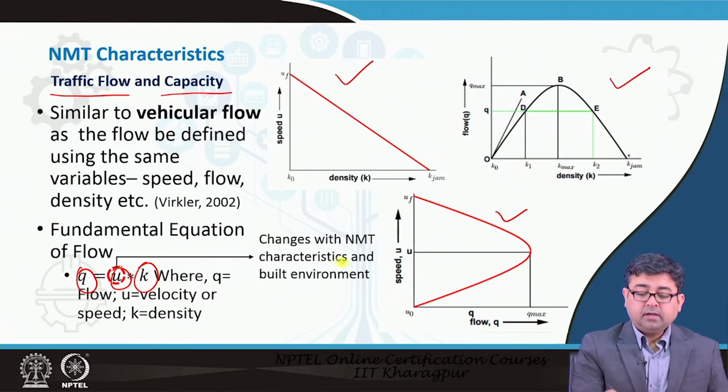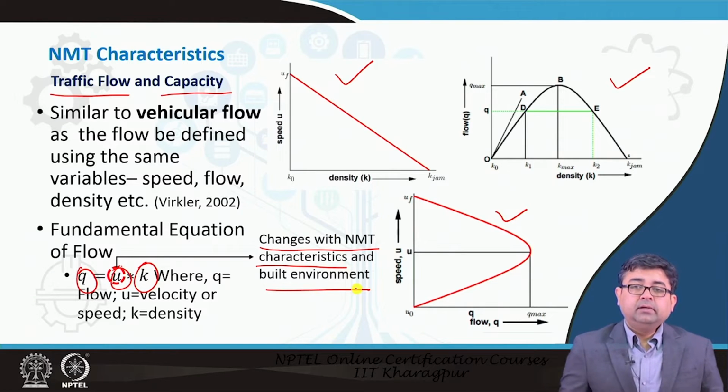Now, the speed will vary as per the NMT mode, its characteristics and the built environment, right. So, we will look now further into what are the elements that affect the speed of pedestrians specifically before we get into bicycles, and then in the coming lecture we will explain these three diagrams in much more detail.